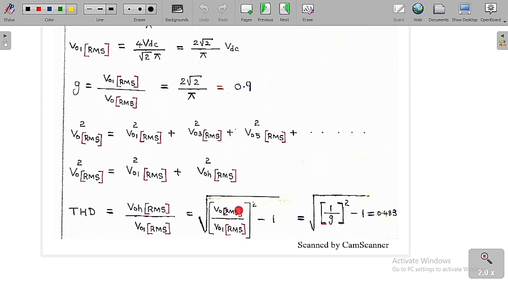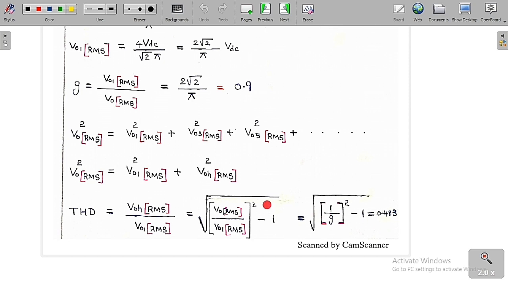So this overall value is (1/G)² minus 1. So simply we can say that THD is equal to the square root of (1/G)² minus 1. You know the value of G, substitute here, and after simplification finally you are going to get 0.483. 0.483 is the THD of this signal.